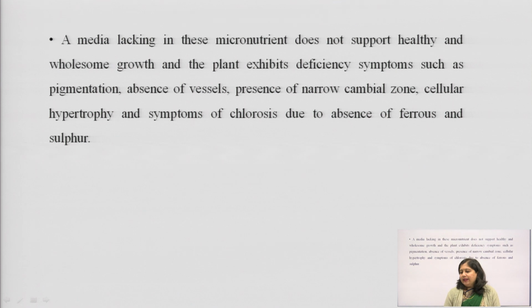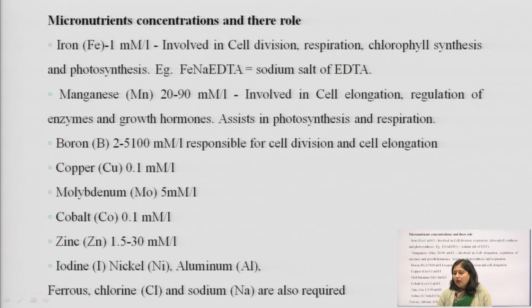A media lacking in these micronutrients does not support healthy and wholesome growth, and the plant exhibits deficiency symptoms such as pigmentation, absence of vessels, presence of narrow cambial zone, cellular hypertrophy and symptoms of chlorosis due to absence of ferrous and sulfur. Now, let us look at the micronutrients, their concentrations and their role in plant tissue culture. So, we start with iron, which is required in an amount of 1 millimole per liter.